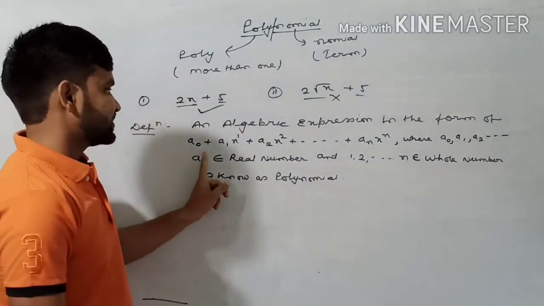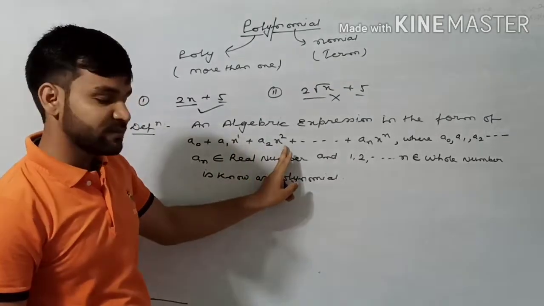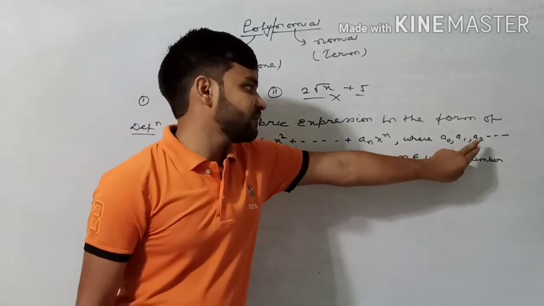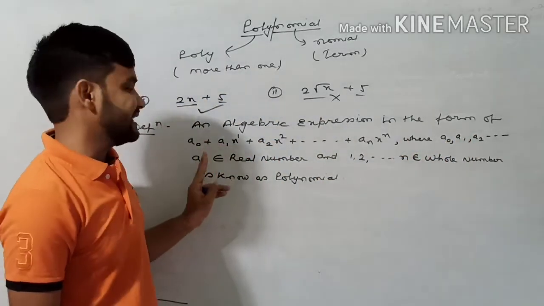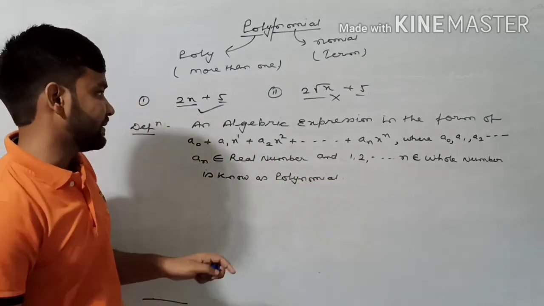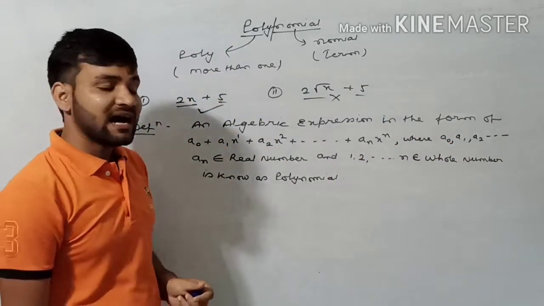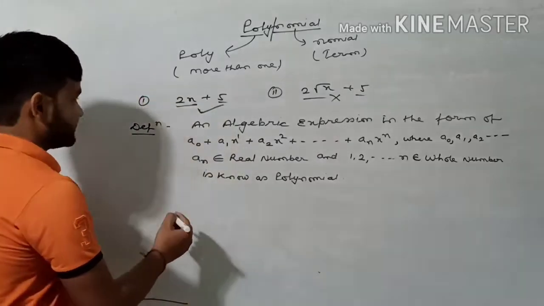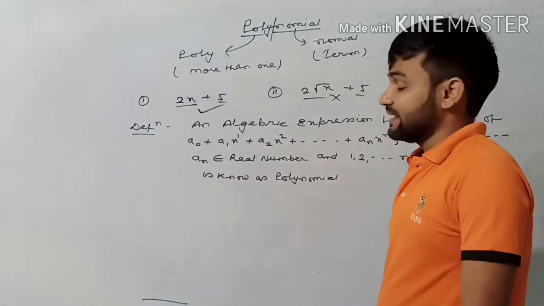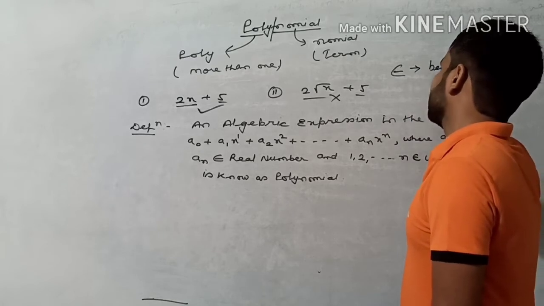That is, the algebraic expression in the form of a0, a1 x to the power 1, a2 x to the power 2 plus dash dash an x to the power n, where a0, a1, a2 are called coefficients. We discuss this after some time. That means a0, a1, a2, a3 and an are real numbers, or belong to the real numbers. This sign means belongs to, and we use these signs in class 11th in the chapter set theory.